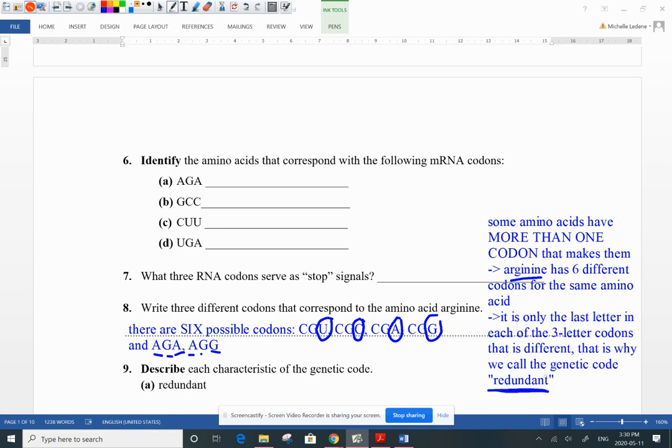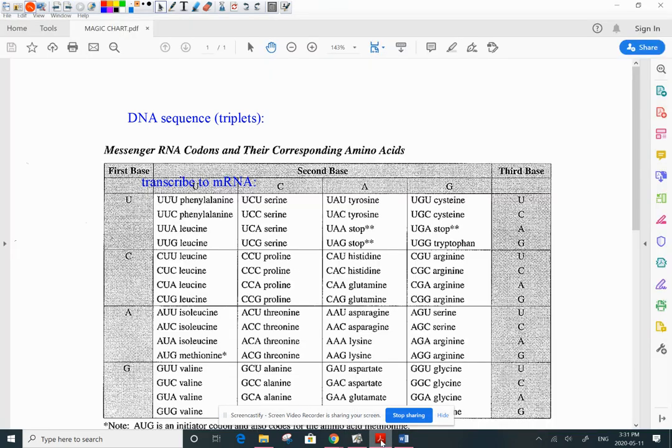We say that the genetic code is redundant, right? There's more than one way to get the same amino acid. So it's that last base, that last letter, that's going to be different, and that's why we call it redundant. Okay, and just a reminder, that's not the only one. There's 2 for arginine here, and there's 4 more here. So another example, leucine, right? There's 6 different ways to make leucine, and it's that third base, that third letter in the mRNA codon, that is going to be different between them.